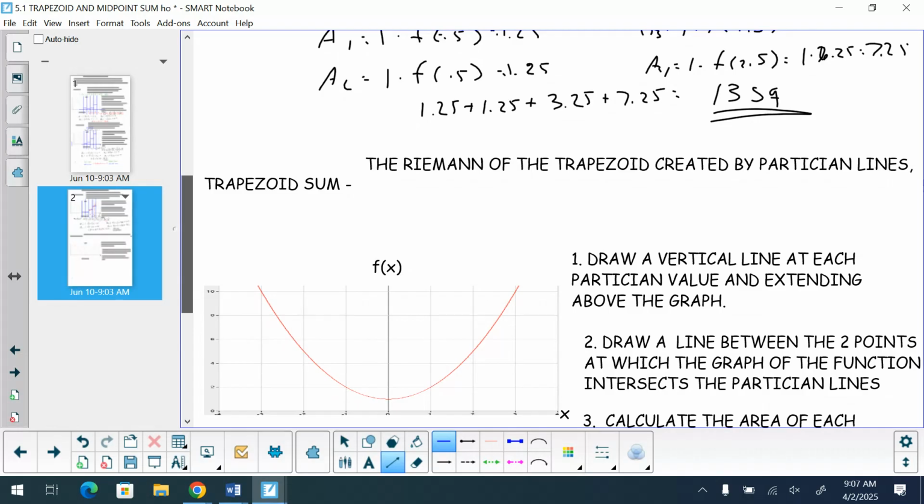Last one. Last one, trapezoid sum. The return of the zoids. The zoids. I like the zoids.